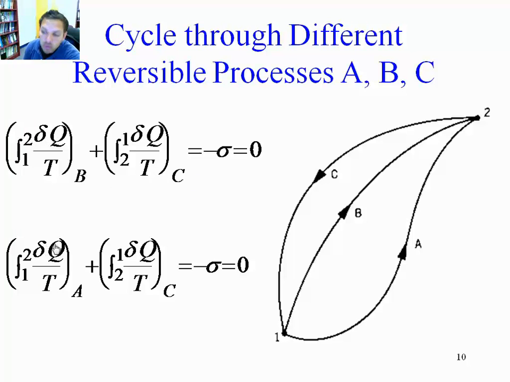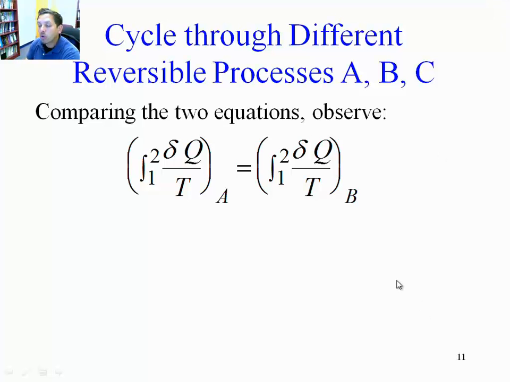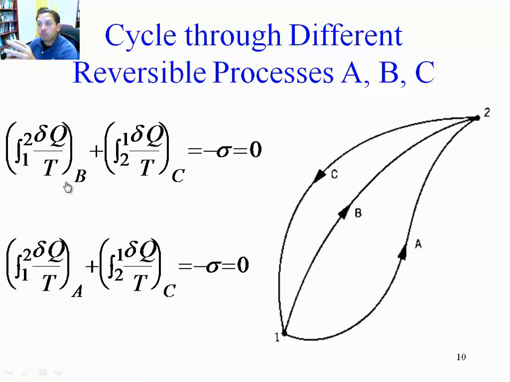and the integral from 1 to 2 through A and the integral from 2 to 1 through C is also equal to 0. Now here we notice that this second integral in both equations is the same. So all we have to do is subtract these two equations. If we subtract the second equation from the first, the integral through C will cancel out because it's exactly the same integral over the same exact path. It is basically going from 2 to 1 on path C.